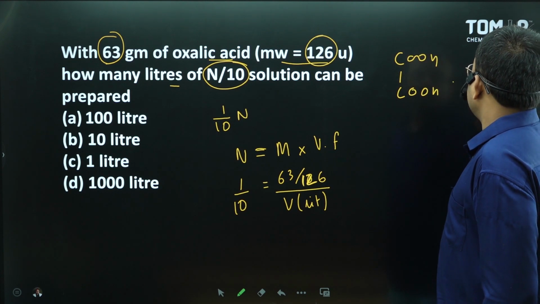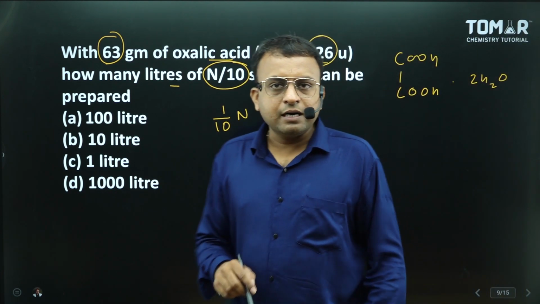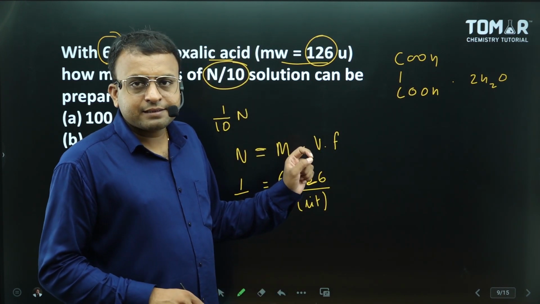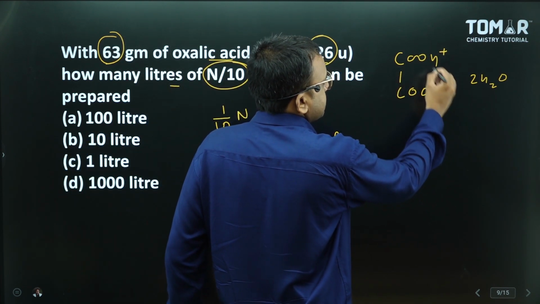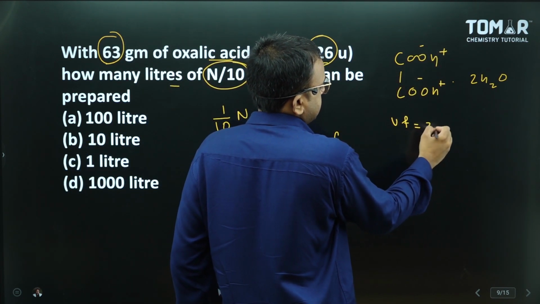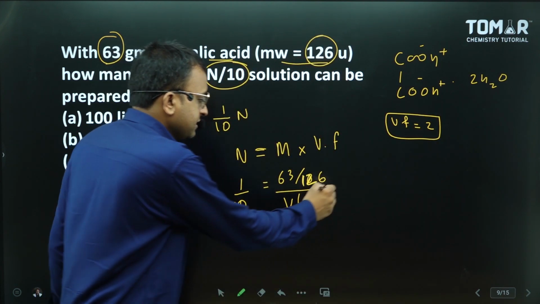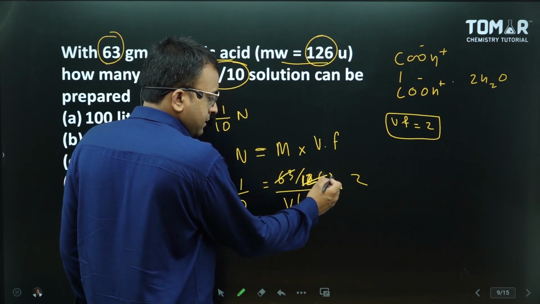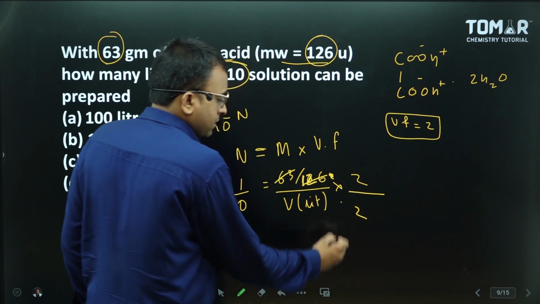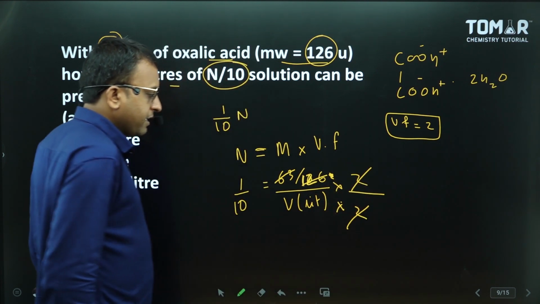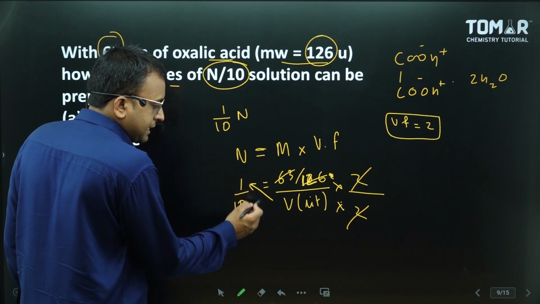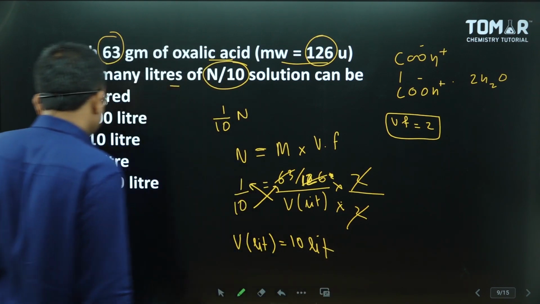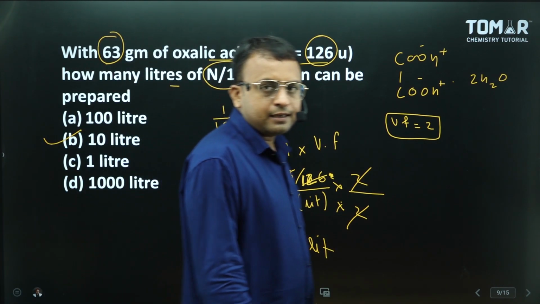Oxalic acid, crystalline oxalic acid has formula COOH single bond COOH dot 2H2O. Now oxalic acid can give 2 hydrogen ion. The valency factor of oxalic acid will be 2. Put this valency factor here, 2. 63 2 times, this 2 comes in denominator, cancelled by valency factor. Volume in liter is equal to 10 liter. So correct option is 10 liter.